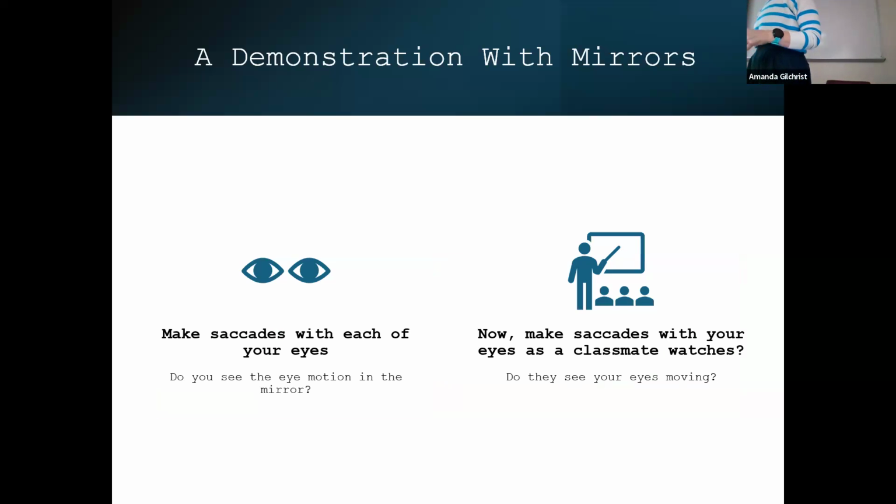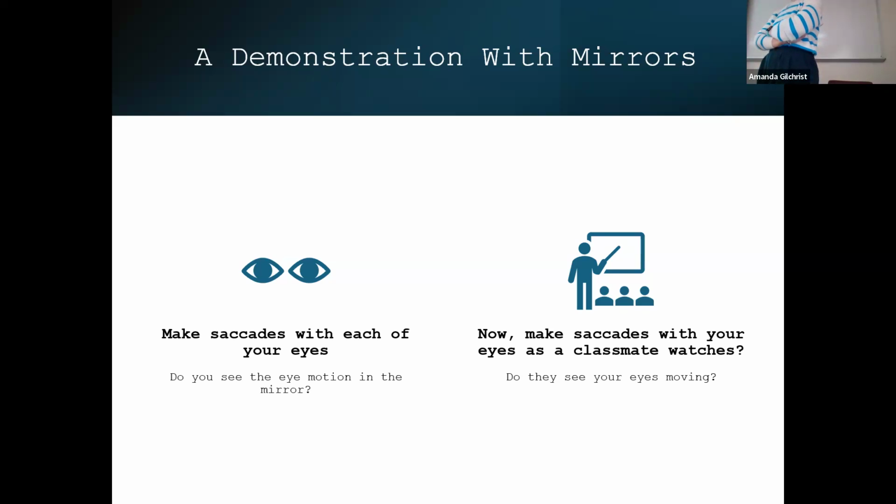Now we're going to do one more demonstration. So this you're going to need a partner for. For the first part, I'd like you to grab a mirror, put the selfie part of your camera on your phone, like pull up the selfie, make a few saccades, and see if you can see your eyes moving as you make a saccade. Go ahead and give it a try. So get a mirror, grab your phone, try to make a few saccades and see if you can actually track your eye movements as you do so.